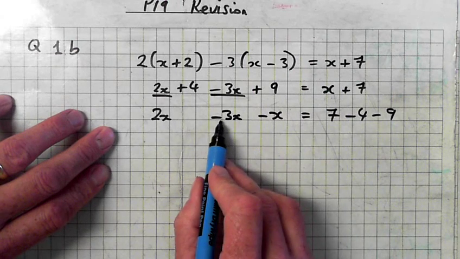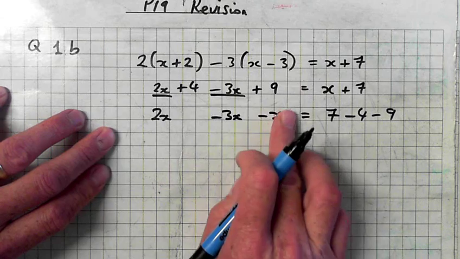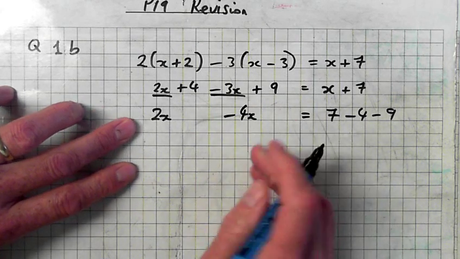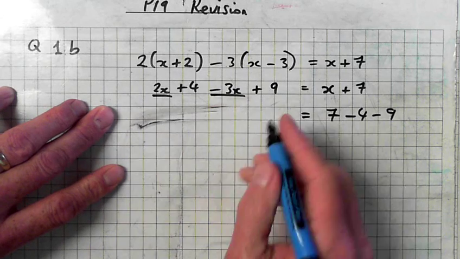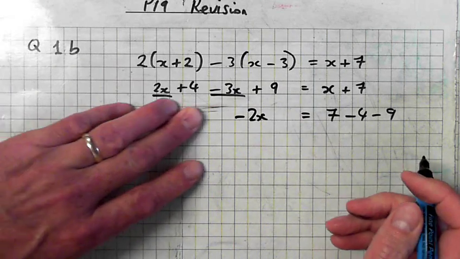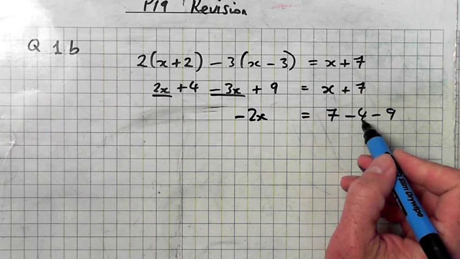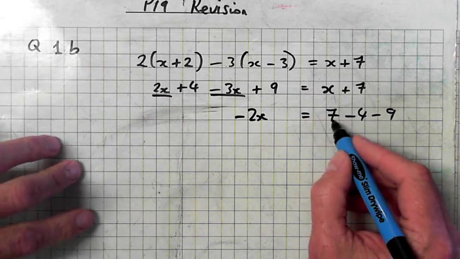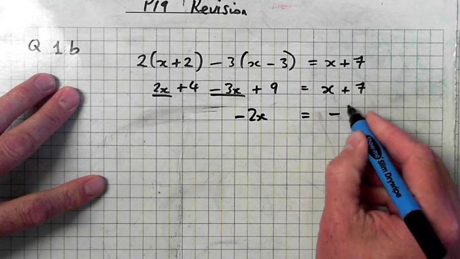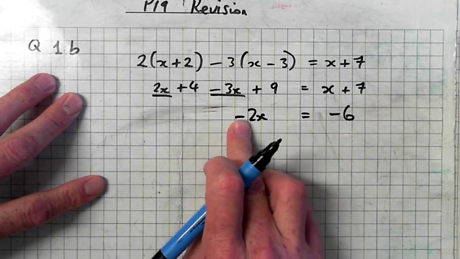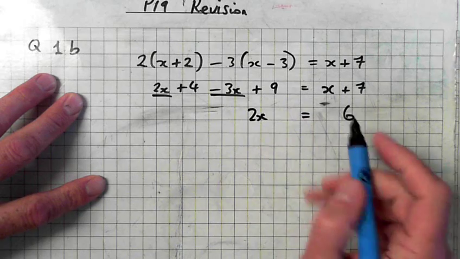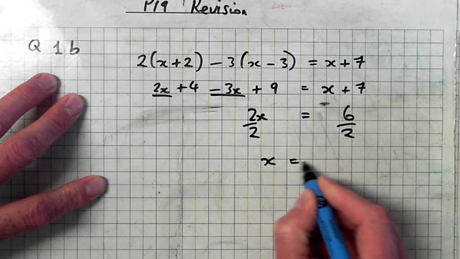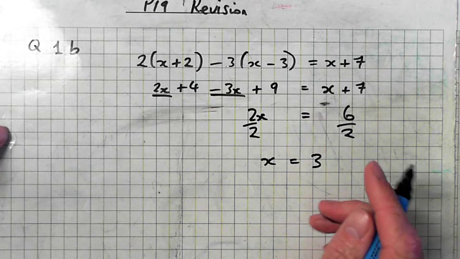Alright, so now we've minus 3x minus 1x, minus 4x. 2 minus 4x, minus 2x. Okay, over here we have minus 4 and minus 9 is minus 13. You're adding. And 7 minus 6. So change the sign. Divide both sides by 2. X is equal to 3.